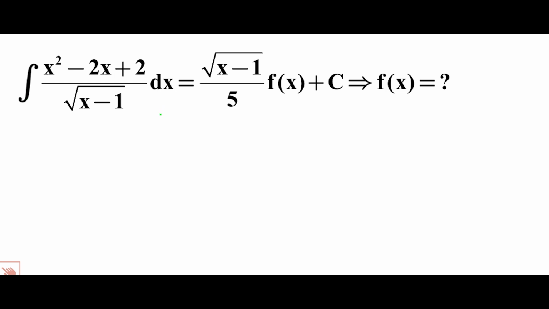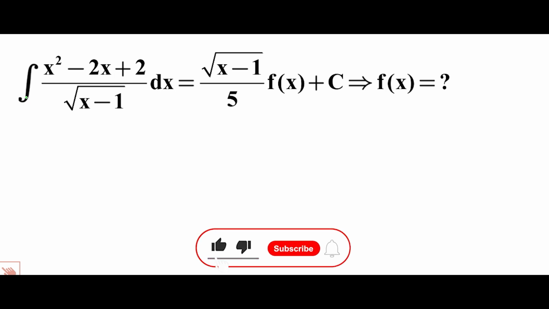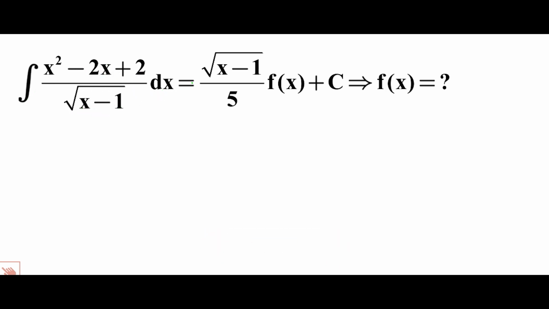Today I'm gonna solve two very important examples for you. Number one, the integral of (x squared minus 2x plus 2) over the square root of (x minus 1) dx equals the square root of (x minus 1) over 5 times f of x plus c. So find f of x.